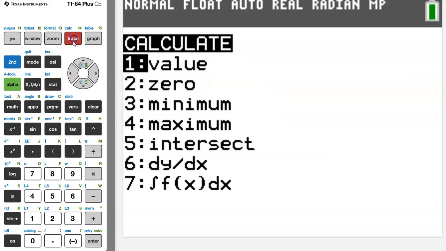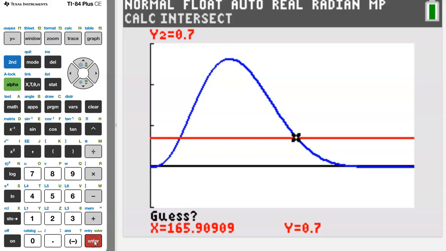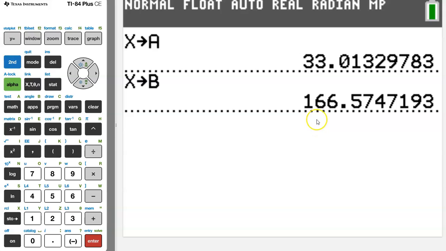So second trace, intersect. Now move the pointer close to the second point of intersection and hit enter 3 times. Enter, enter, enter. This is the second critical number. Again, second quit, let's store that number into a letter. So hit X and the store button, and I will store this value into letter B. So alpha B, enter. So we have our 2 critical values.